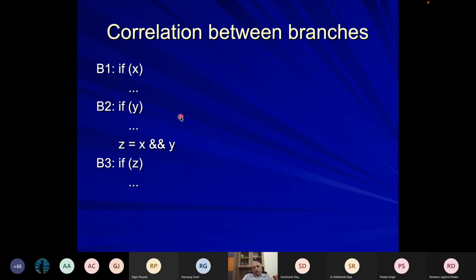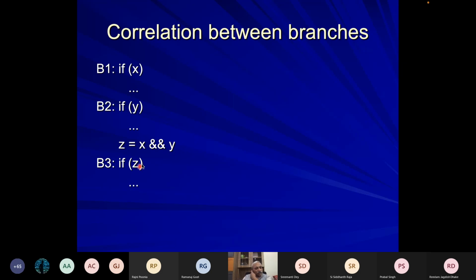Now we talked about handling each branch separately. So each branch has some behavior, and we try to capture that behavior through this information we are keeping. But there is often a correlation between branches. For example, consider this fragment of code. You are checking for some condition X. Here you are checking for condition Y. Then you have Z, which is AND of these two, and then you are checking for Z.